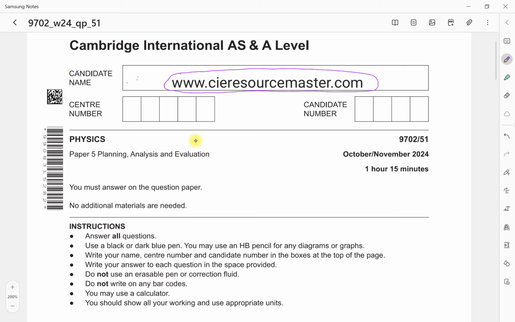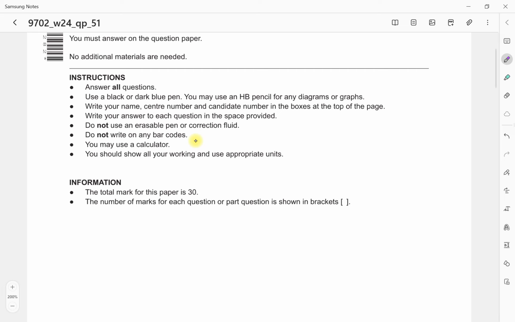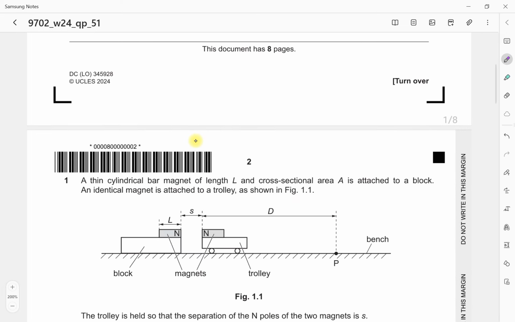Okay, so I will take much time on this paper. I may not take exactly 1 hour and 15 minutes because I want to give a lot of explanation. And this will be helpful and you will use the same understanding for other different papers. So let me go to the questions directly.